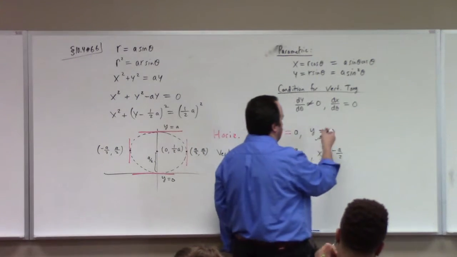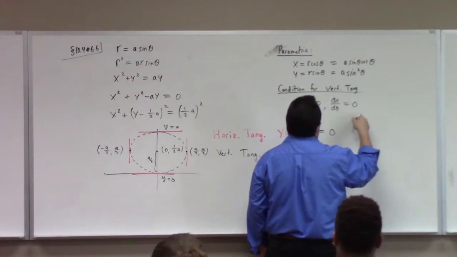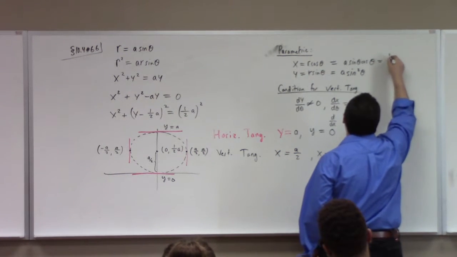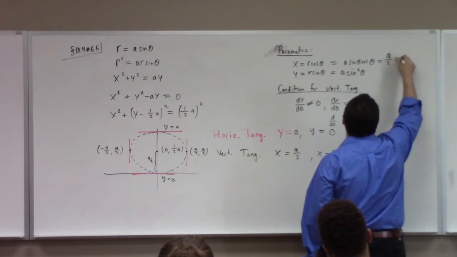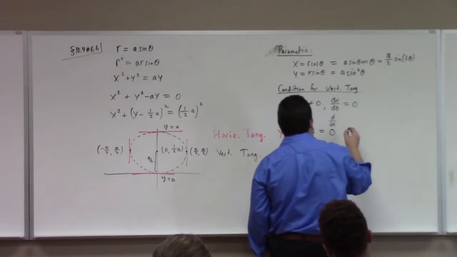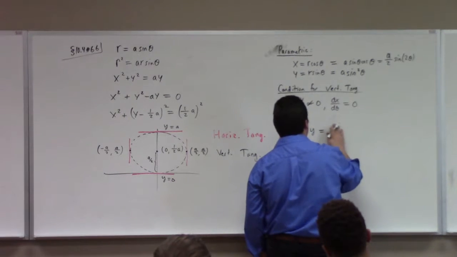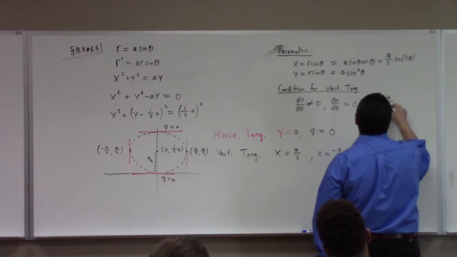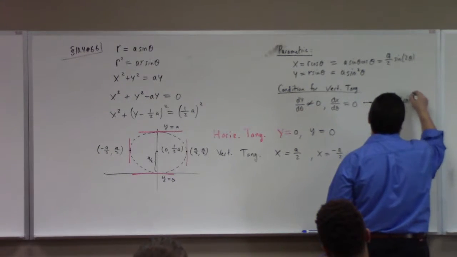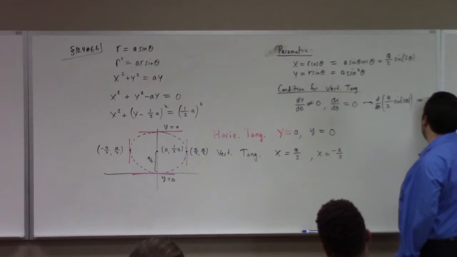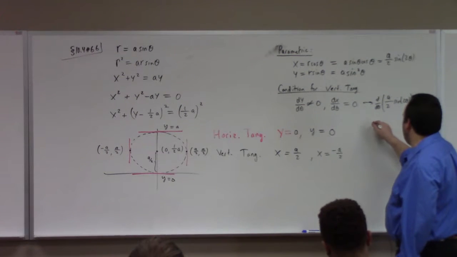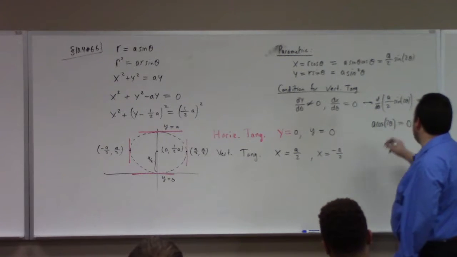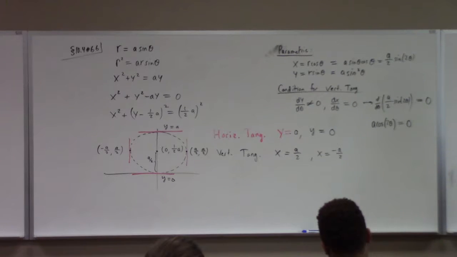So what's dx d theta? This is better understood as a over 2 sine 2 theta. So d d theta of a over 2 sine 2 theta equal to 0 gives me a cosine 2 theta equal to 0. What are the solutions to that?